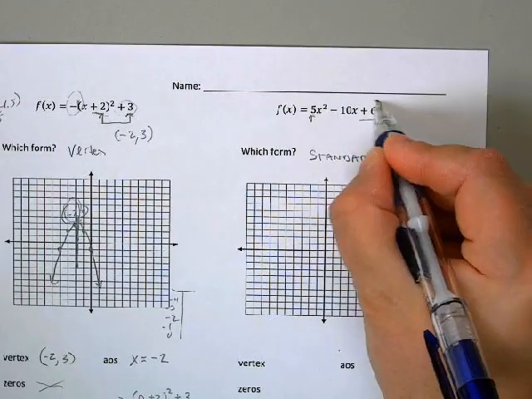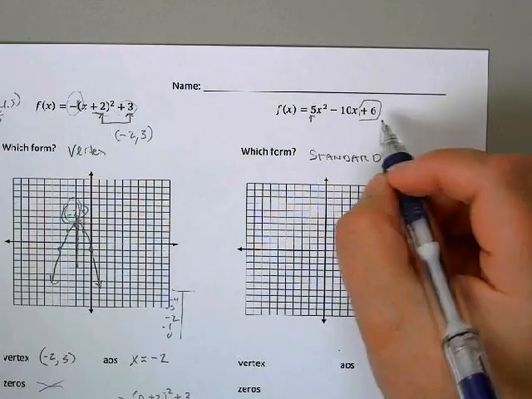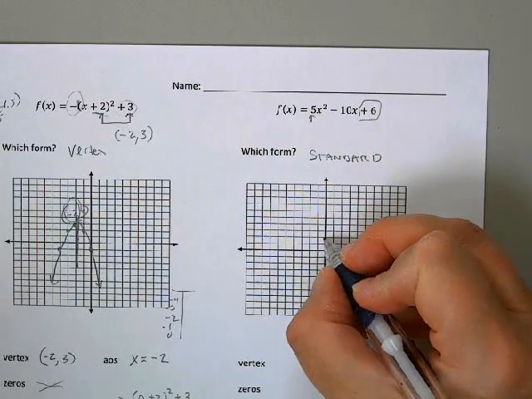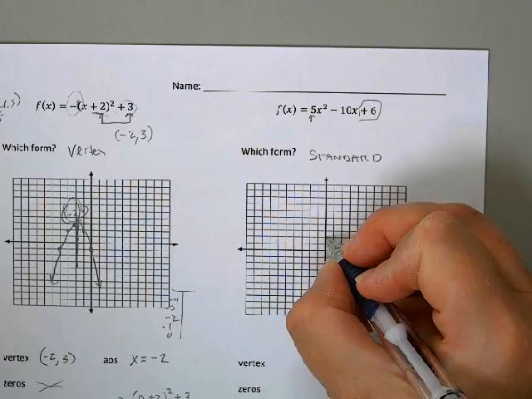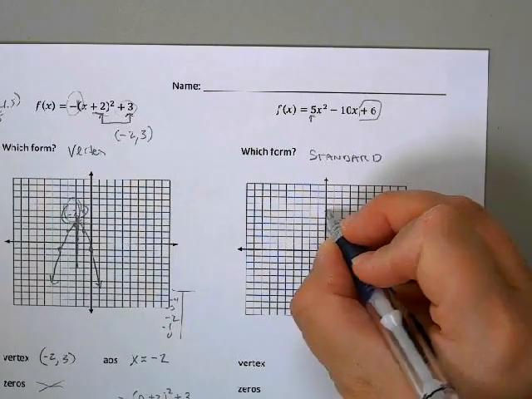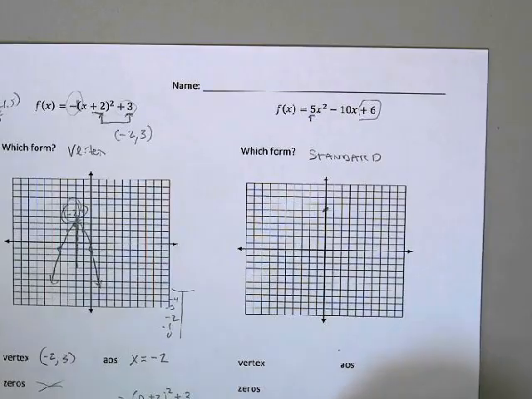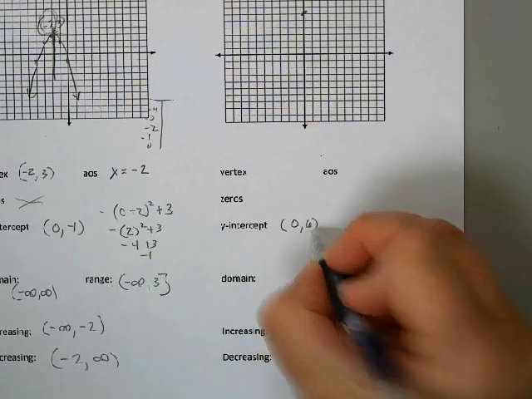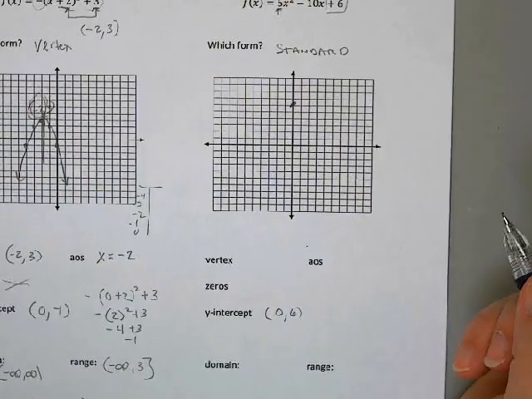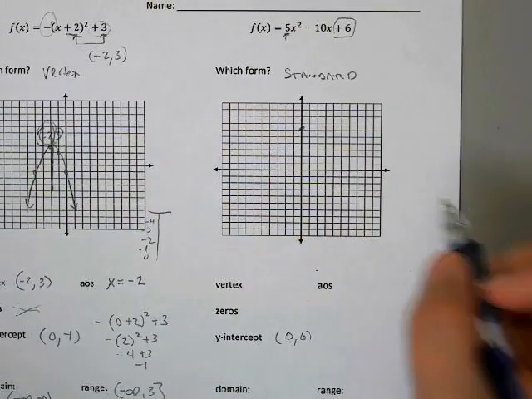The other thing that I know is that I'm going to have a y-intercept at 6 because that's my c value. So I'm going to go ahead and put that one on my graph. 1, 2, 3, 4, 5, 6. So down here my y-intercept is at 0 for x, 6 for y. Then I'm going to find my vertex.